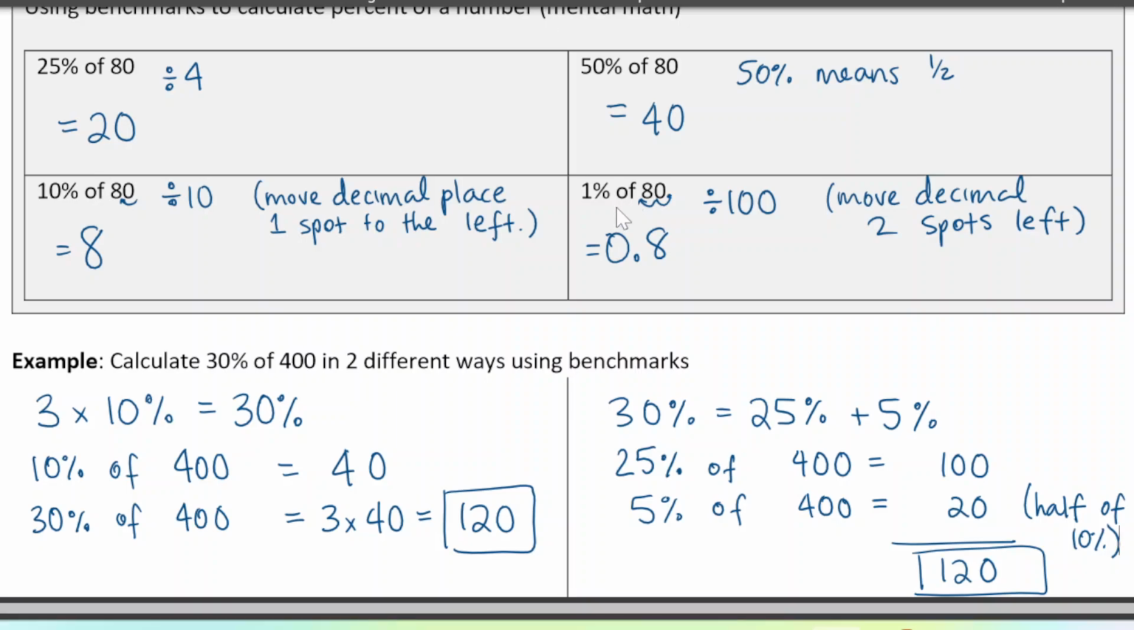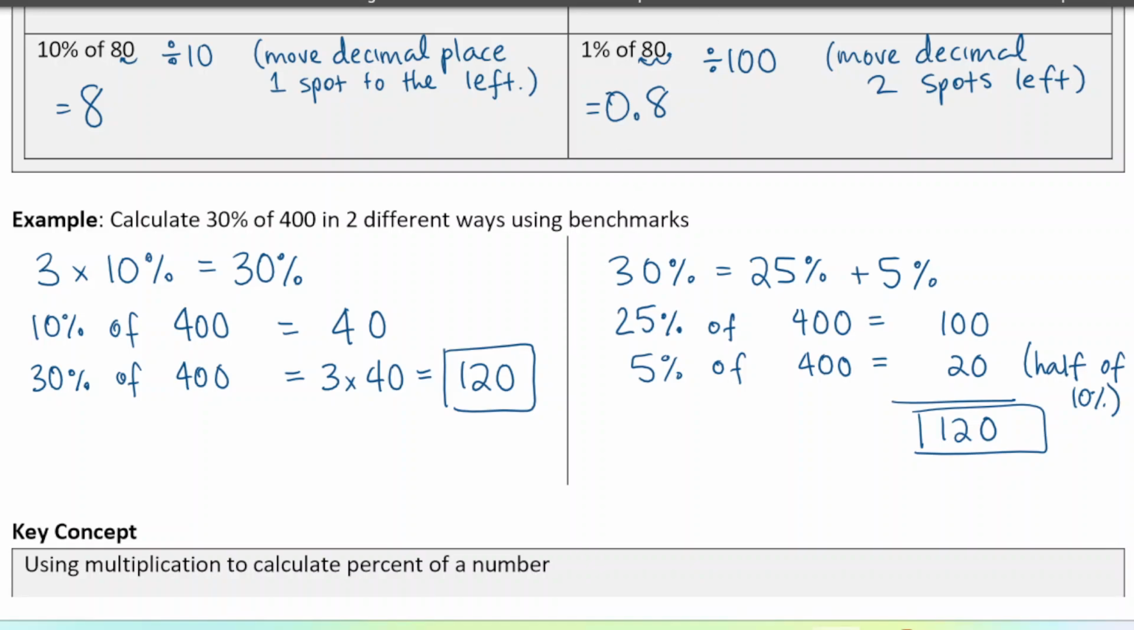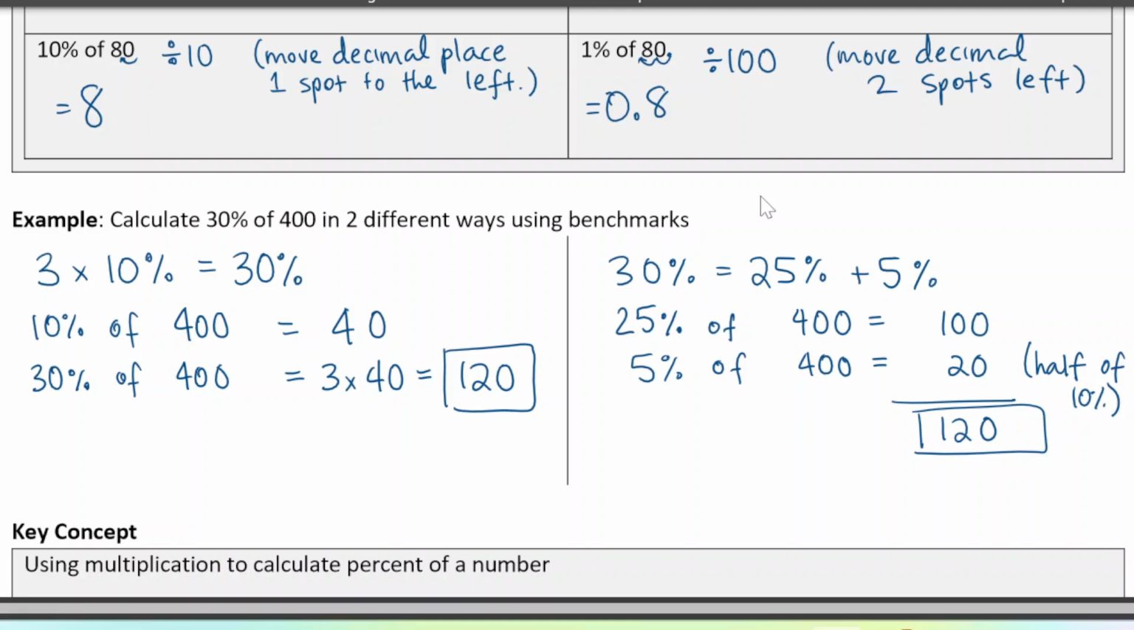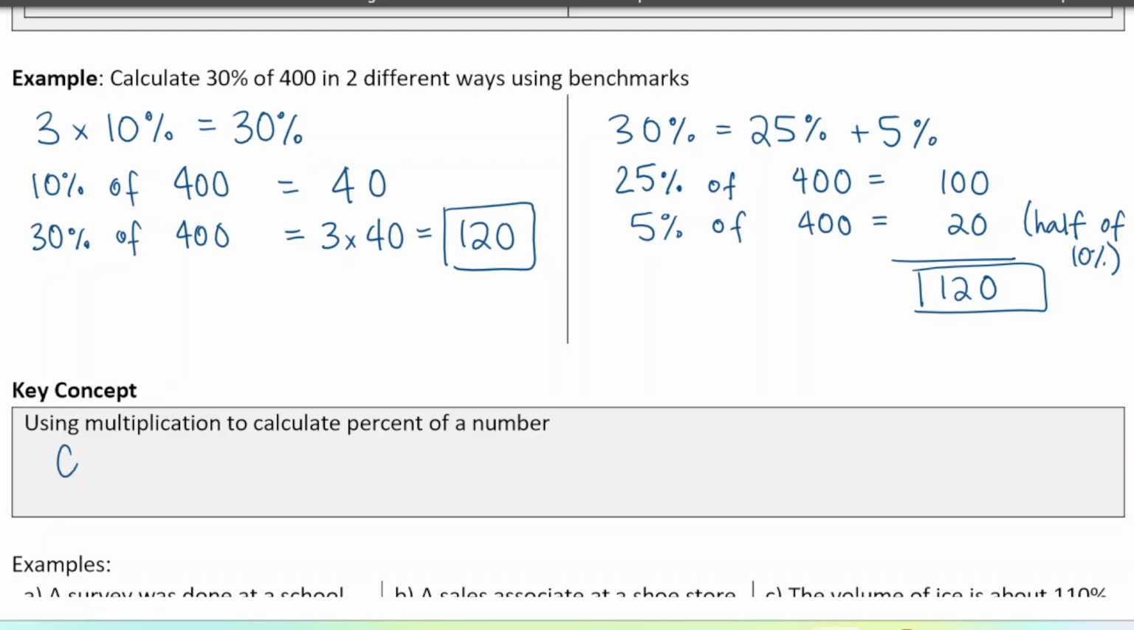Okay, let's talk about how to do percent of a number with a calculator, because sometimes the numbers will have decimal places and it will be just too tedious to do it by hand. So another way to do a percent of a number is to change it to a decimal and multiply.